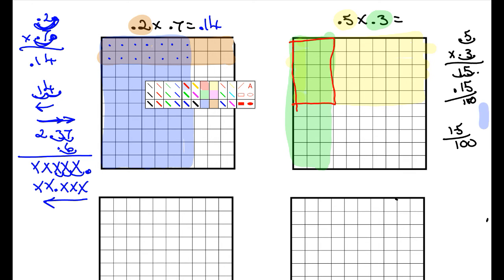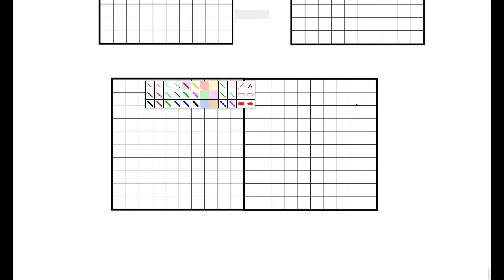Now look, watch what happens here. I'm going to do 2, and then I'm going to do 5. I'll just use the same color because it'll get darker. But look, you can see that there's 10, okay?